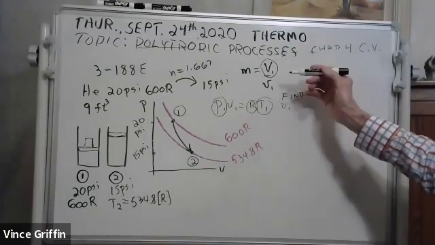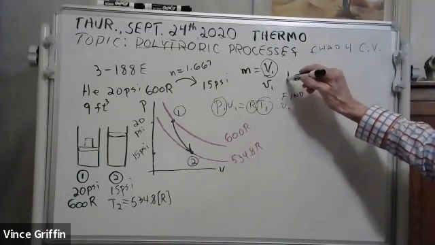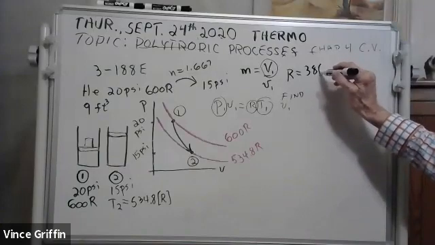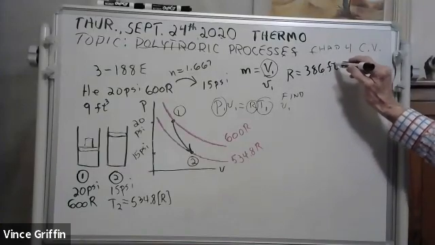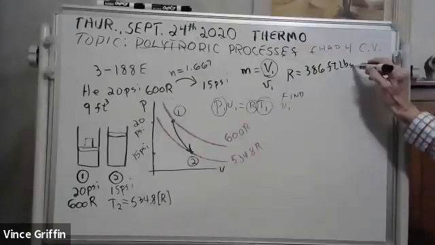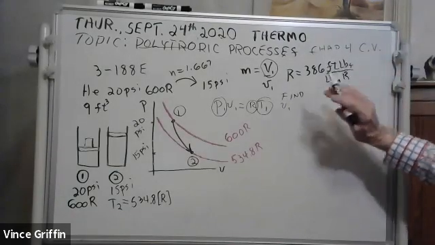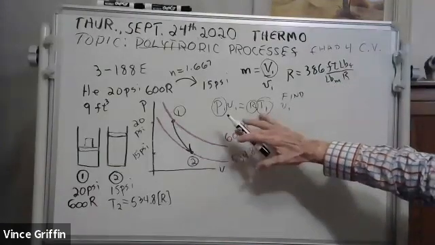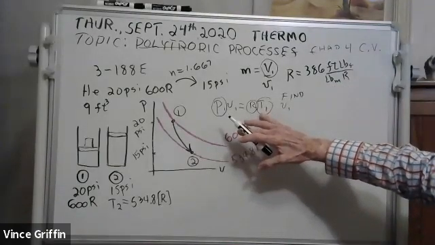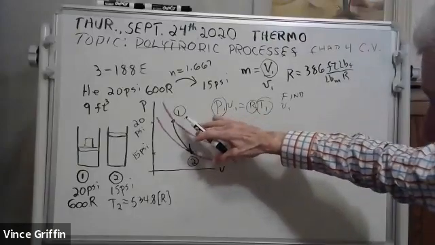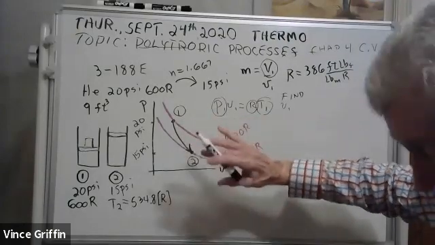What did you use for R, Nicholas? I got 386 for R. That's right. Good going. It's 386 foot-pounds force per pound mass Rankine. You did that right. And what did you use for the T1, Nicholas? 600? Yeah, I did too. Now what did you use for the P1? 20? That's what I did.